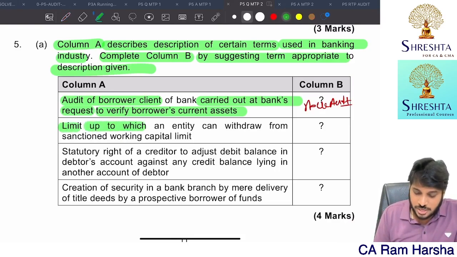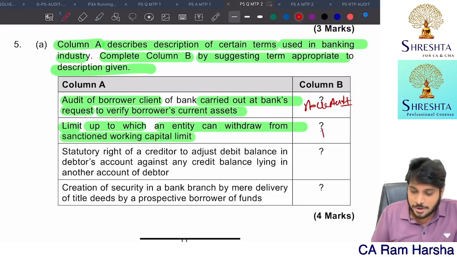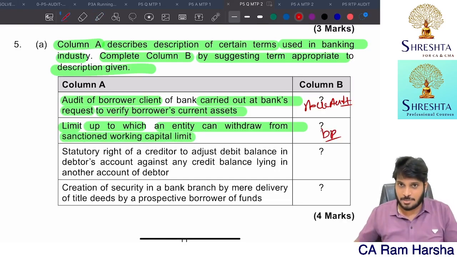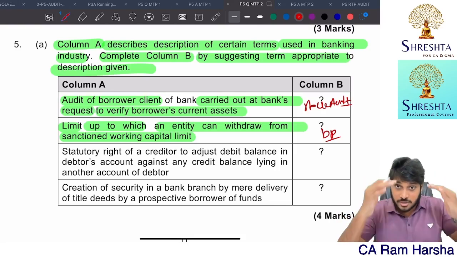Limit up to which an entity can withdraw from the sanctioned working capital. Drawing power, yes or no? Sanction limit is the maximum amount of loan that can be granted to you, but drawing power is the amount up to which you can withdraw. They're only asking about withdrawal power. That's called drawing power.